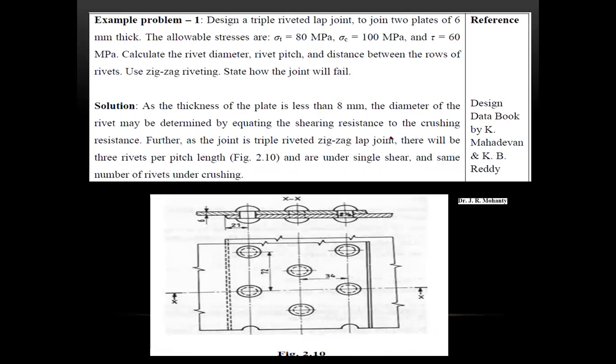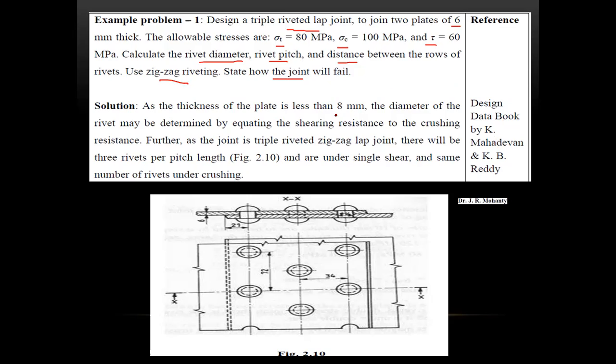Next, let's see the problem. The important problems we will get in the main exam: the design of a triple riveted joint to join two plates of 6 mm thick. So plate thickness మాత్రమే ఇస్తారు. Stresses ఇచ్చారు, sigma t, crushing stress and shear stress 60. Calculate ఏం చెప్పాడు: rivet diameter, rivet pitch, distance between rows; use the zigzag riveting; state how the joint will fail. So in the design data book by Mahadevan or KV Reddy you can see how to do the problem.